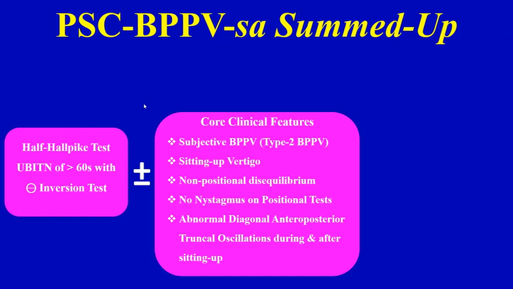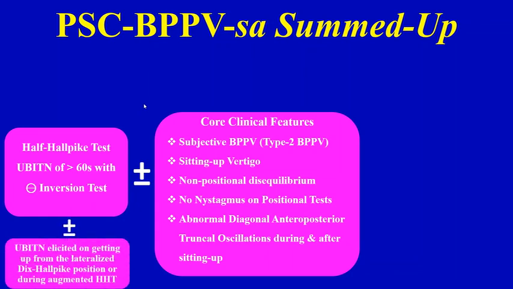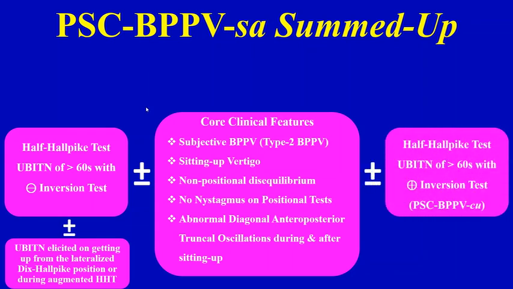Half Dix-Hallpike test may show upbeating ipsitorsional nystagmus of more than 60 seconds with negative inversion test. Some of these cases may have upbeating ipsitorsional nystagmus on getting up from the lateralized Dix-Hallpike position or during the augmented half Dix-Hallpike test described by G. Sukim in year 2024. Many of these cases may have a half Dix-Hallpike test showing upbeating ipsitorsional positional nystagmus of more than 60 seconds with positive inversion test.